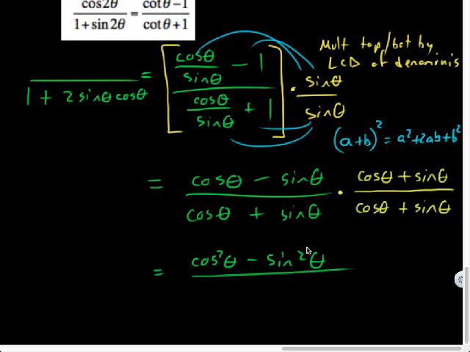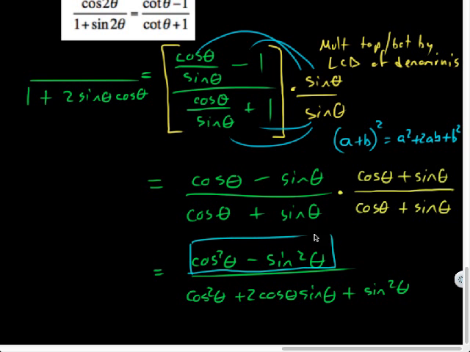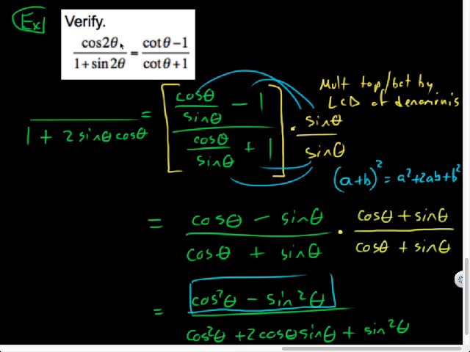And I think I like that. And the denominator is going to be a squared, so that's cos squared theta, plus 2 cos theta sine theta, plus b squared, which is sine squared theta. Now, why do I like my numerator so much? What do I want my numerator to equal?